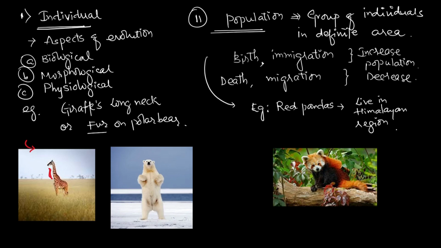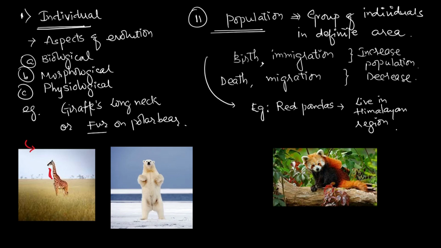What is population? Population is a group of individuals living in a definite area. Now, with respect to population, wherever there is birth or immigration of organisms, animals, or human beings, that gives rise to an increase in population, and obviously the opposite of it, death and emigration of the species, gives rise to a decrease in the population.